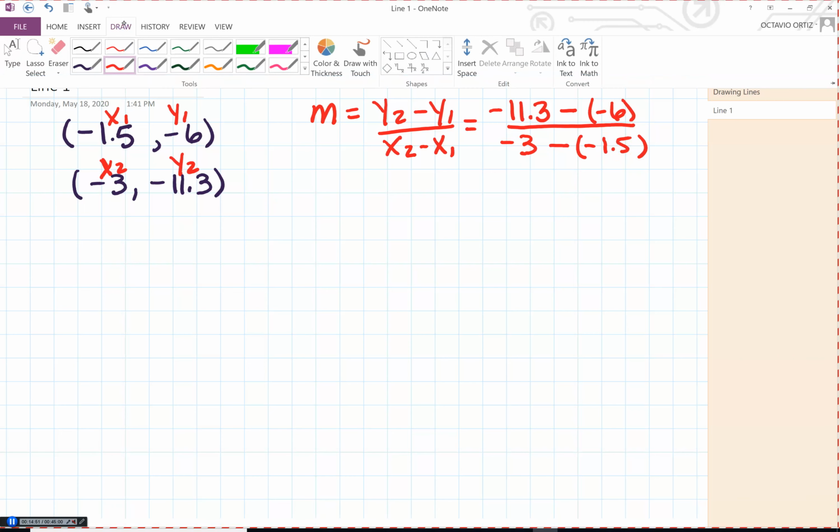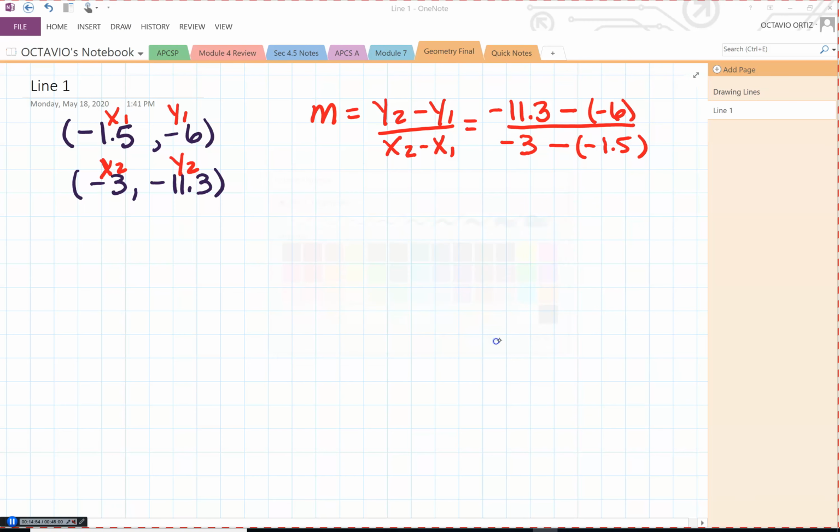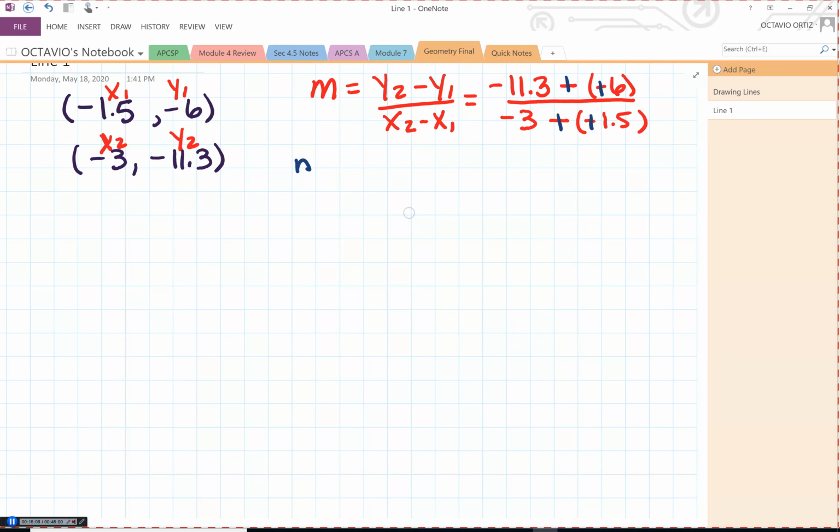Remember, when you're subtracting negative numbers, you change the subtraction to a plus, and then change the sign on the next number, plus, plus. And so negative 11.3 plus 6. That's negative 5.3. So negative 11.3, that's 4, and then 5, yes. And then negative 3 plus 1.5 is negative 1.5. Notice they're both negative, and when you divide a negative by a negative, you get a positive answer.